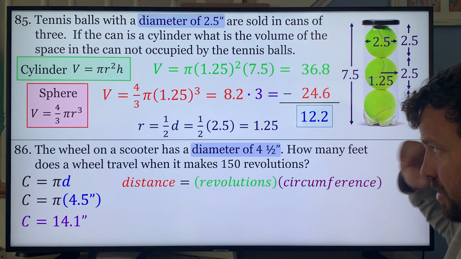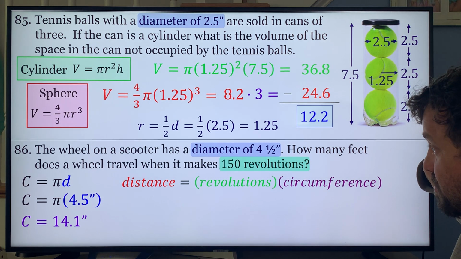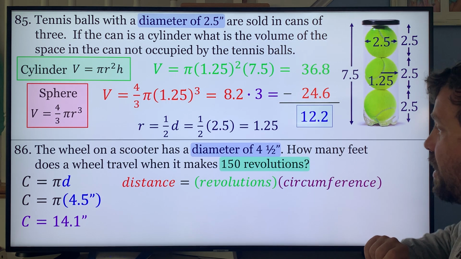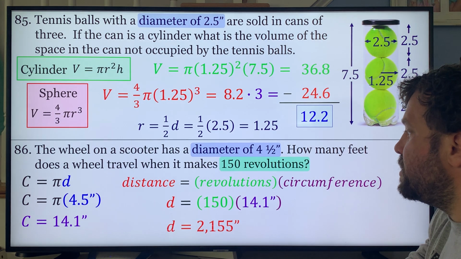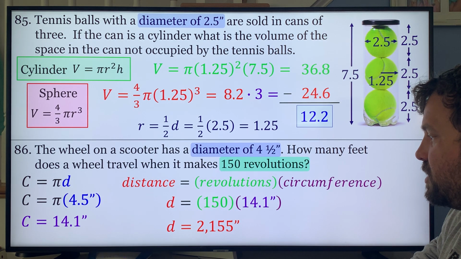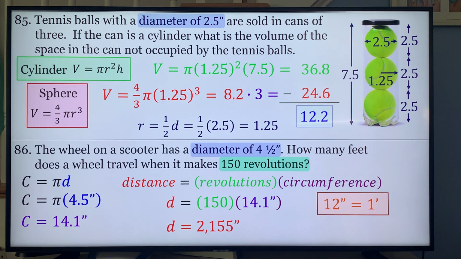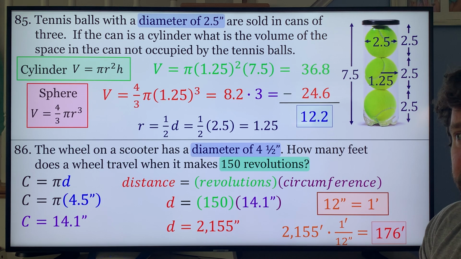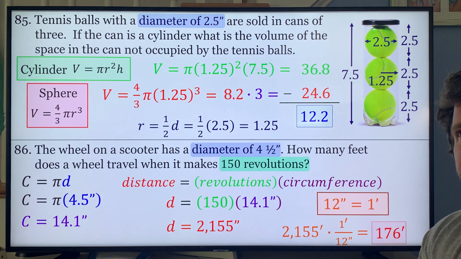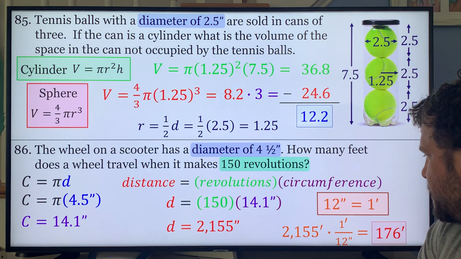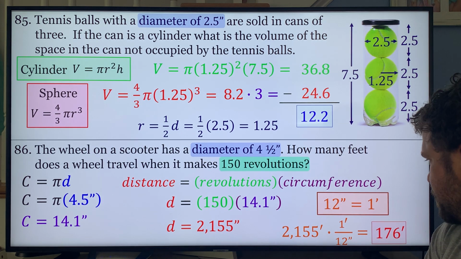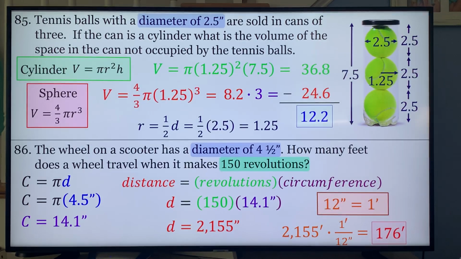Distance equals revolutions times circumference. Distance, we don't know. 150 revolutions times 14.1 inches is 2,155 inches. Turn that into feet. Divided by 12. And you get 176 feet. That's more reasonable to know that, right? That's about almost 2/3 of a football field. Not quite. 176 feet. Yeah. Right? You good?